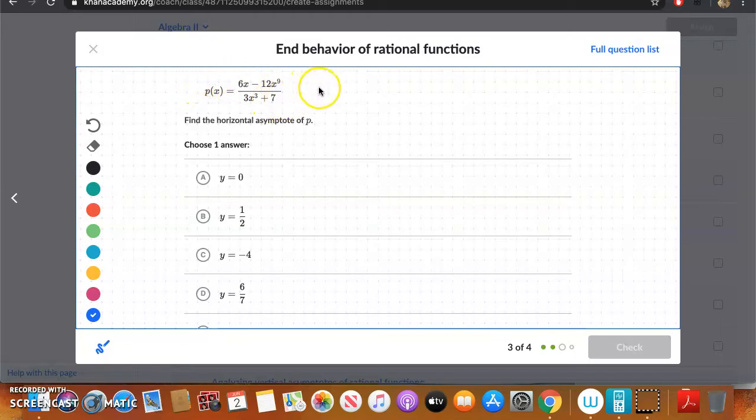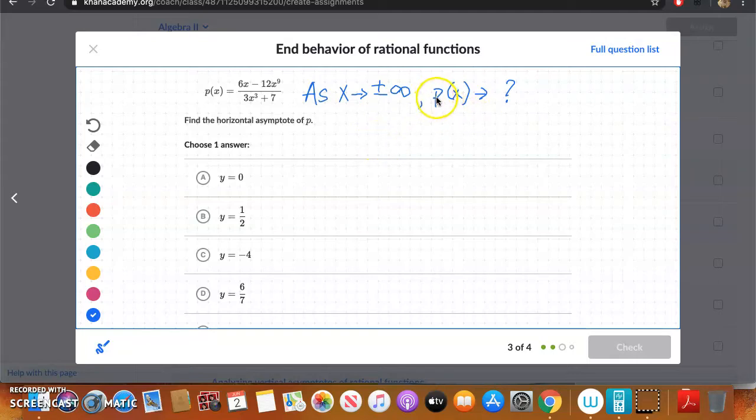So what's happening as x approaches positive or negative infinity? Otherwise, as x becomes very big or very small, what does the functional value approach? That's the question. As x approaches positive or negative infinity, in other words, as the x values get very big or very small, what's happening with the function? In other words, what's happening with the y values?